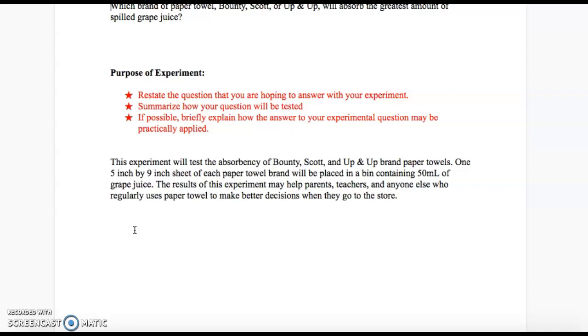The next and last sentence tells a little bit about how this question might be helpful to someone outside of my experiment. The results of this experiment may help parents, teachers, and anyone else who regularly uses paper towel to make better decisions when they go to the store. I don't have to get any more specific than that at this point. I just want to set the stage. I want people to start thinking about how they can use this experiment as they're reading through your data.